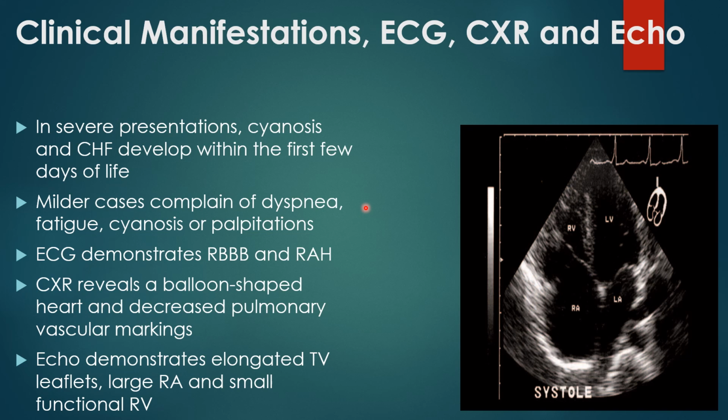But in general, medical management involves the PGE1 infusion, inotropes, and correction of metabolic acidosis, especially in severely cyanotic neonates. Digoxin and diuretics are indicated for heart failure as well, and the SVT is typically treated with a little bit of adenosine, maybe some oral digoxin or verapamil as well. Chest X-ray reveals a balloon-shaped heart and decreased pulmonary vascular markings, and in general, it's a pretty sick baby.